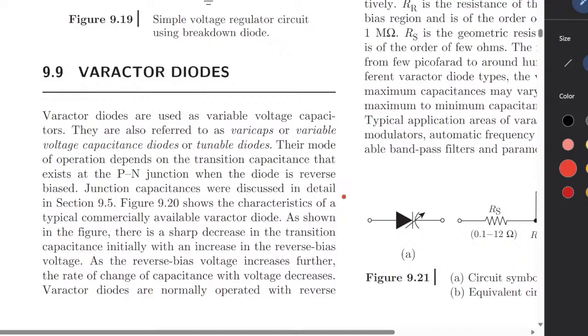The varactor diode is known as the variable voltage capacitor. They are also referred to as varicap, or variable voltage capacitors, or tuning diodes. The mode of operation depends on the transition capacitance that exists at the PN junction when the diode is in reverse bias. The junction capacitances are discussed in detail. Okay, as shown in the figure.